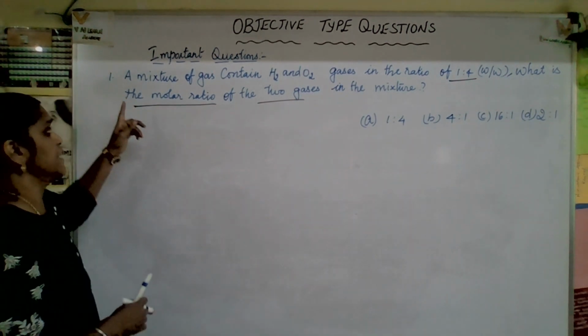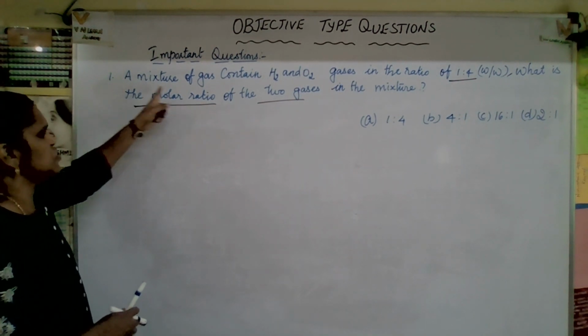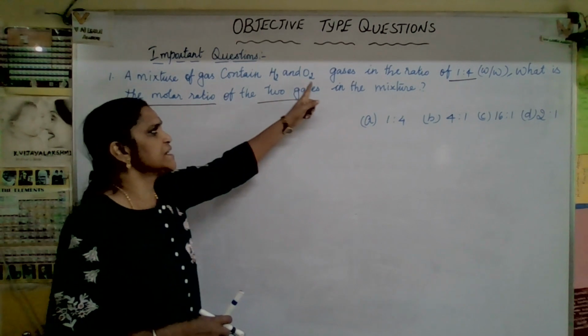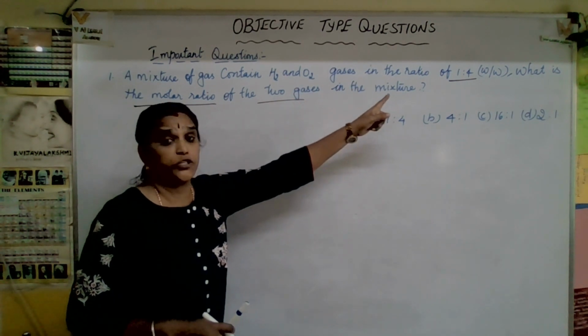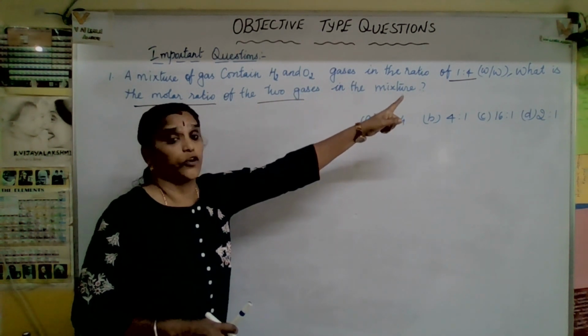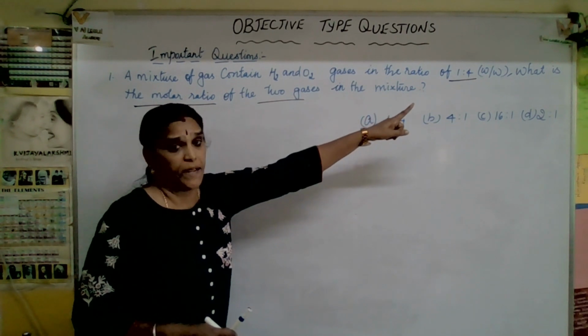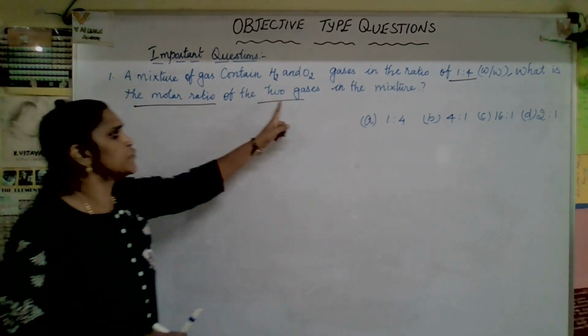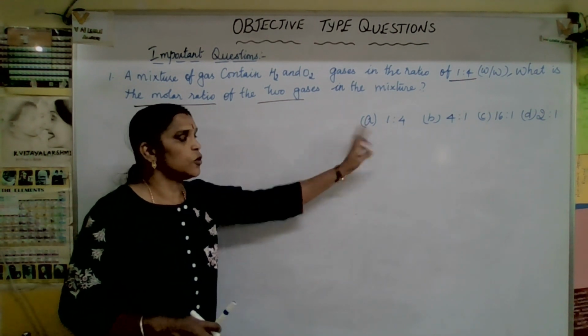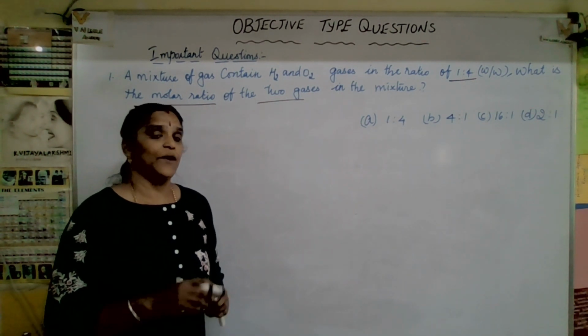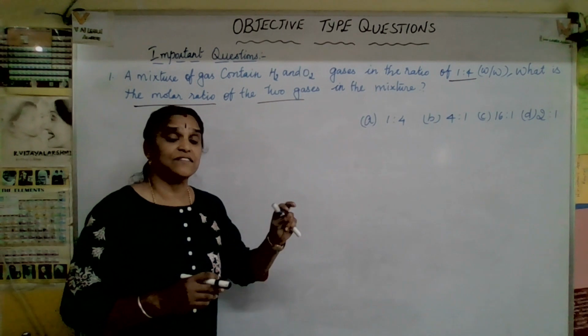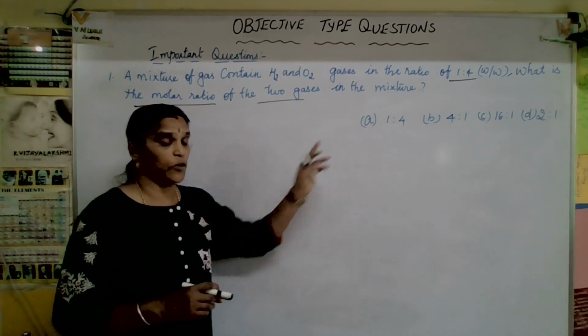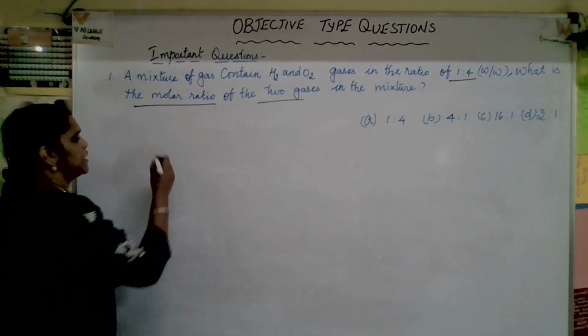Question session. A mixture of gas contains hydrogen and oxygen gases in the ratio of 1 is to 4, that is weight by weight. What is the molar ratio of the two gases in the mixture? Options they have given. I hope you got an idea. Last class also we were talking about this kind of sums. Come on, let us go for it.